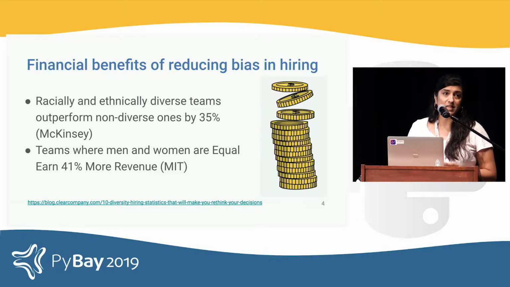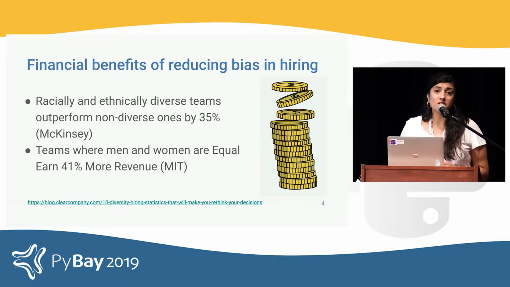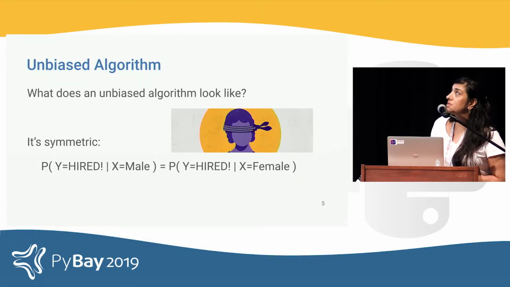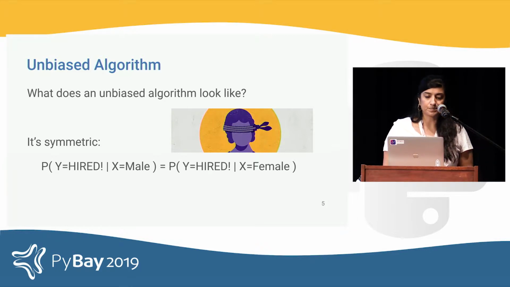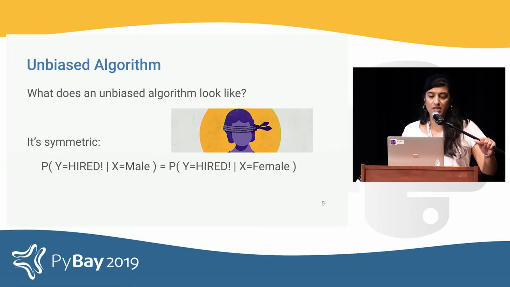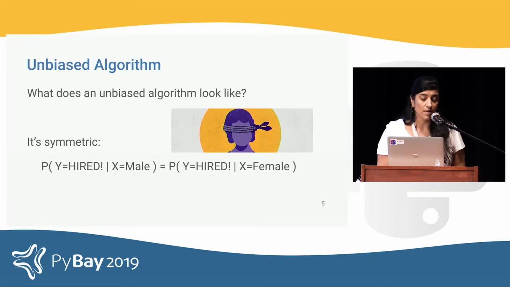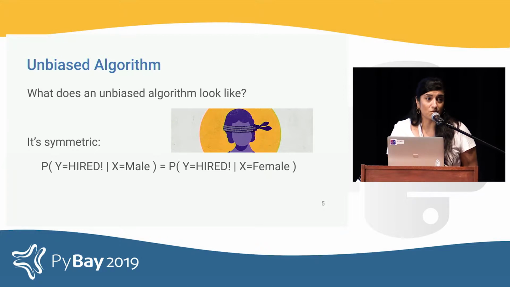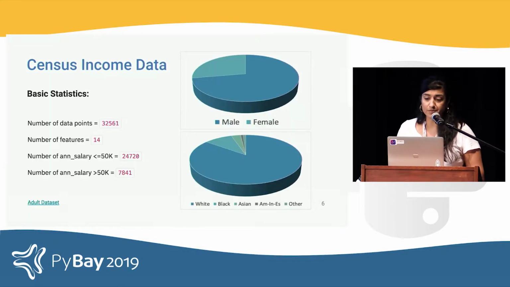There have been multiple studies that have shown that teams that are more diverse in race and gender significantly outperform teams that aren't. So what does an unbiased algorithm look like? Well, in simple terms, you can think of it as being symmetric. So in an algorithm that, say, decides who gets a job, the probability of being hired if you're male should be equal to the probability of being hired if you're female.